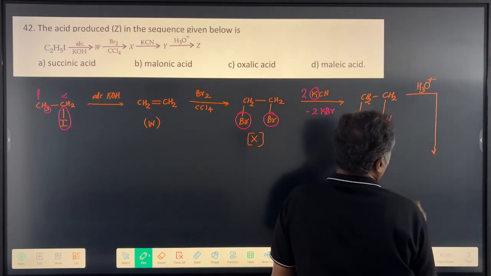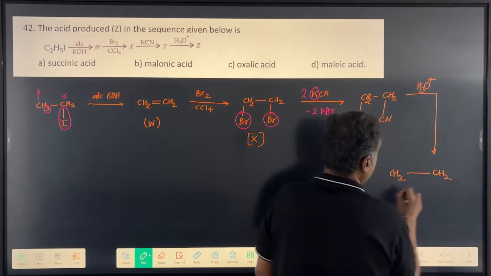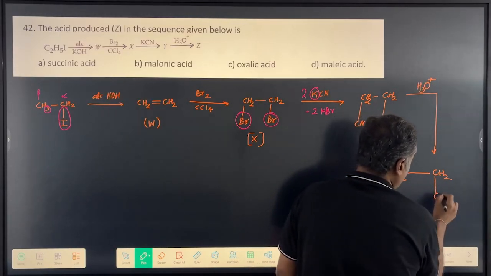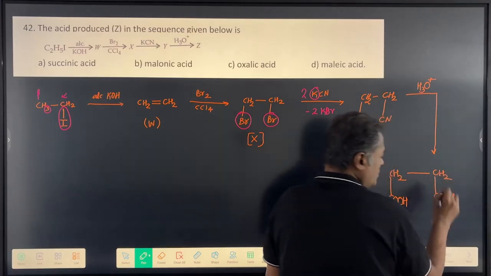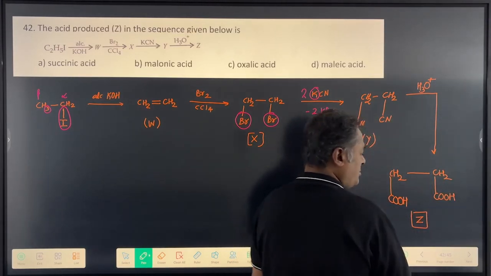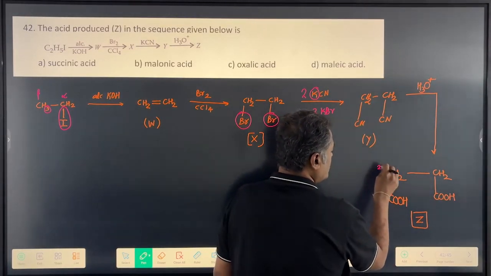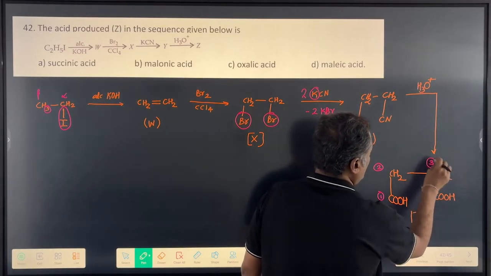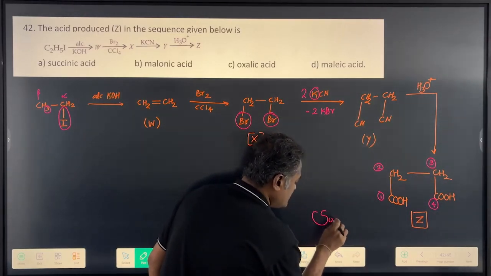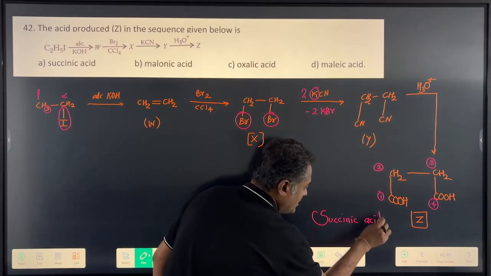Cyanide on hydrolysis gives carboxylic acid. So here your first cyanide will become an acid, and the second cyanide group will also become an acid, and this is nothing but my final compound called Z. Now child, if you remember, the 4 carbon atom dicarboxylic acid is known as succinic acid, which is nothing but your dicarboxylic acid.